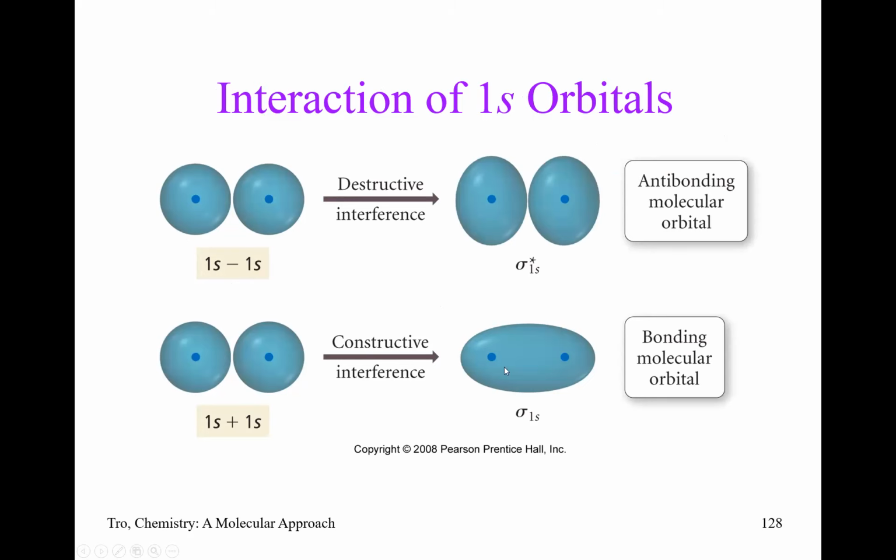Okay, so constructively is where they come together and they overlap, and the electron can spend time in between the two nuclei, and it makes a bond, which we know is beneficial and lower in energy, and that's what we see. So the opposite would be where there's no overlap between the two, and the electron spends more time on the outside.